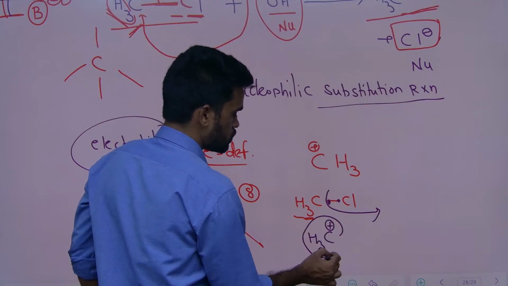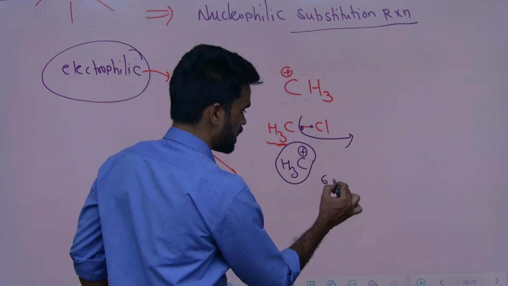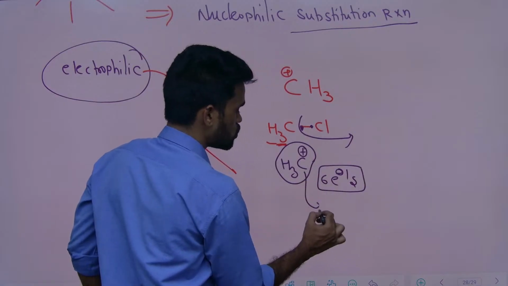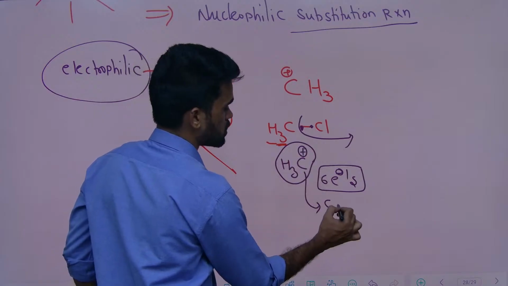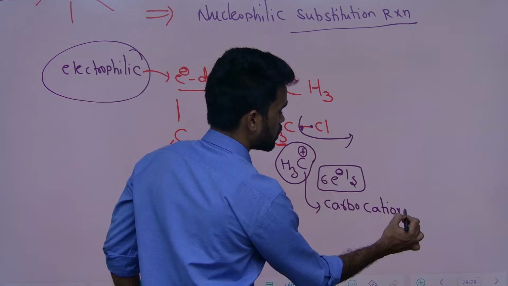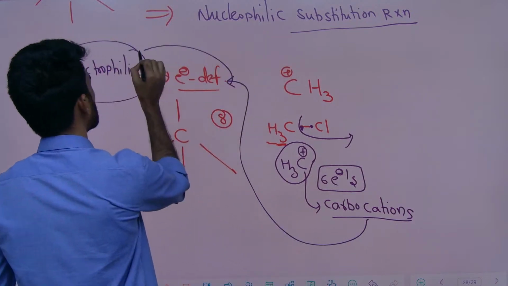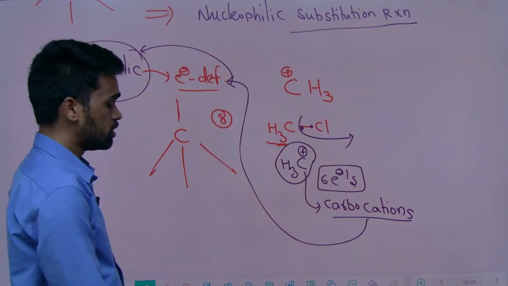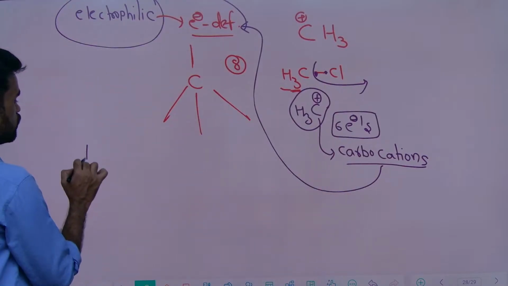So the species generated here has only 6 electrons. How many electrons does it have? Only 6 electrons. You should call it an electrophile, particularly carbon with a positive charge, a carbocation. So carbocations are electron deficient species, which we can call electrophiles. Now let me explain one more thing called a nucleophile here.